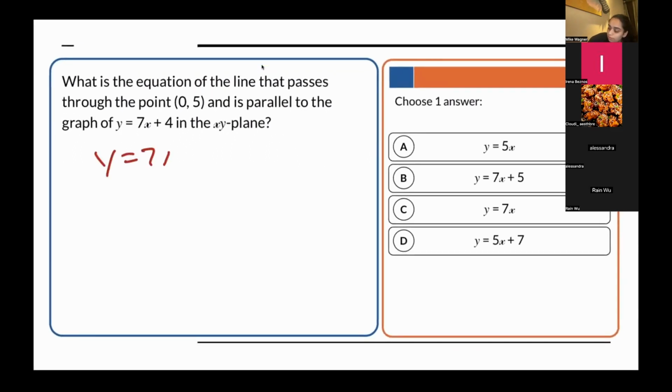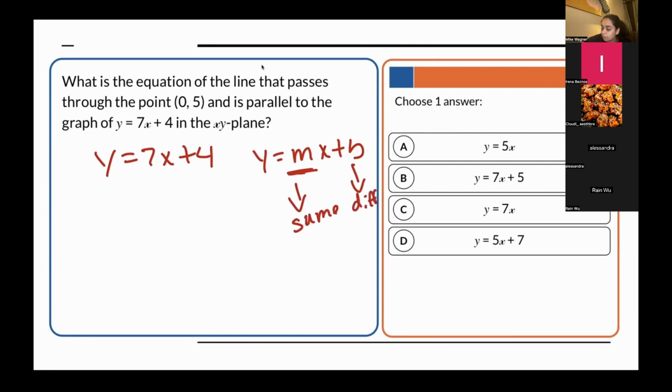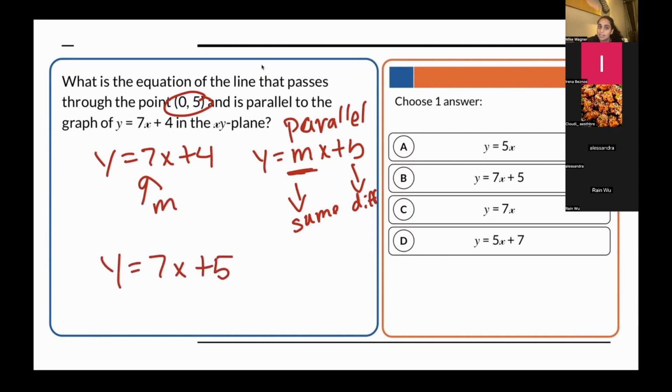If y equals 7x plus 4 and we want to draw a line that's parallel, we want in the equation y equals mx plus b, m to be the same and b to be different for parallel. Okay? Very nicely though, 0, 5 is the y-intercept and 7 is m. So it's y equals 7x plus 5. And that's it.